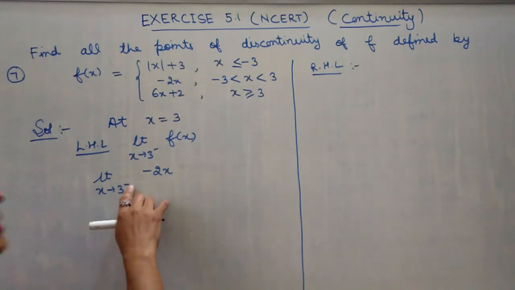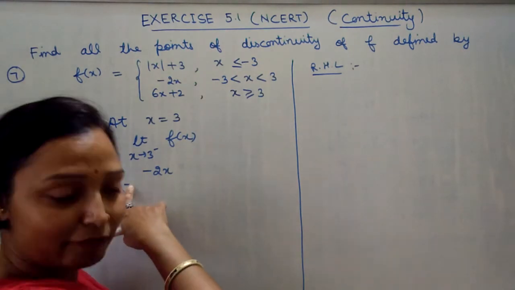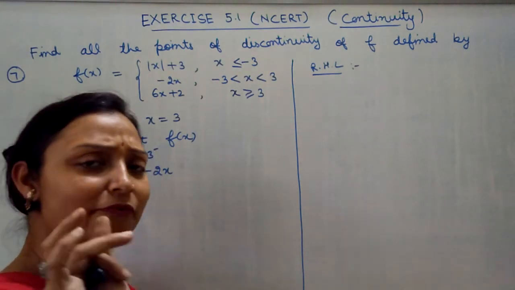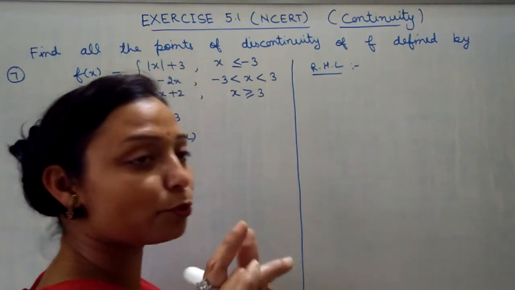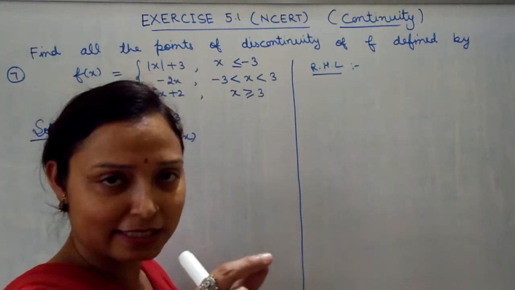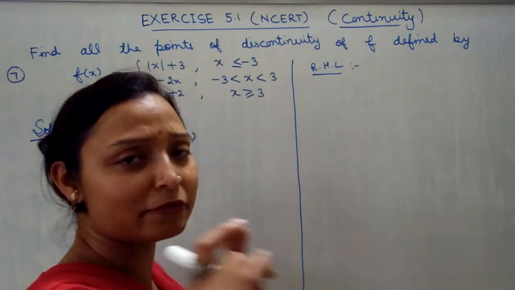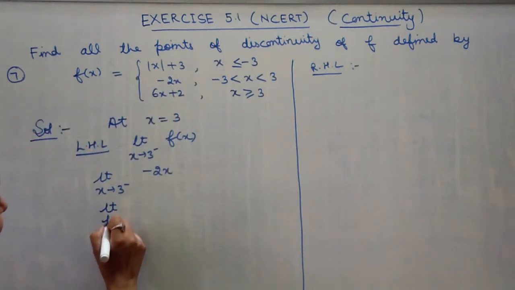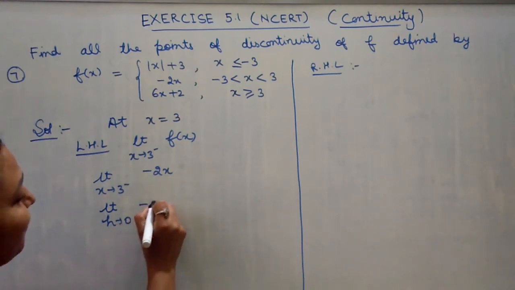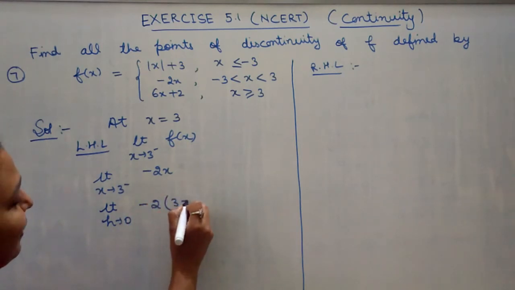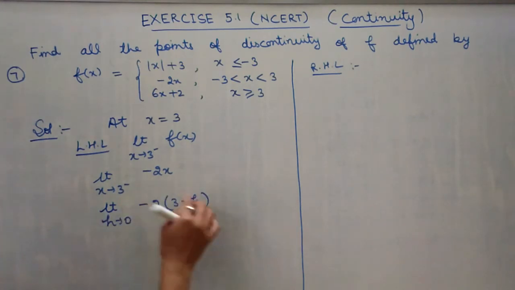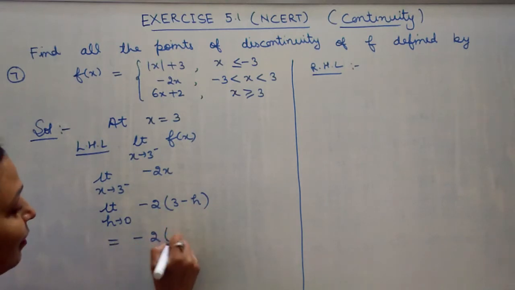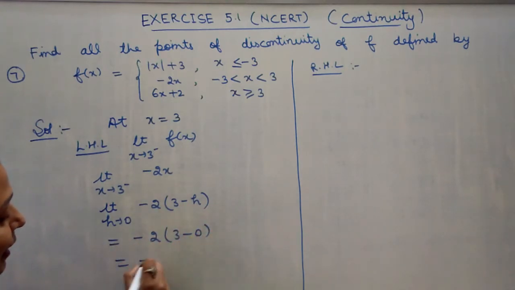To eliminate this negative and positive sign, I will use h. h is a very small value. I told you in my previous lecture that this is a small value in the neighborhood of x. So that is limit h approaches to 0. When I put the value, x will change into 3 minus h. Now take h as 0, this is -6.